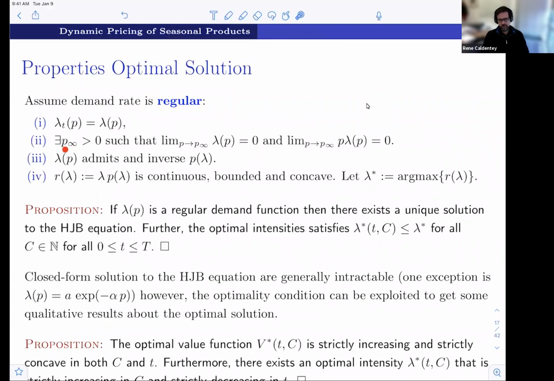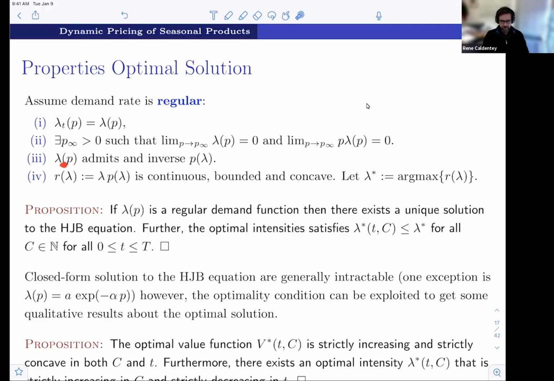Second, we assume there's a price sufficiently large, they call it P infinity, that this arrival rate is actually equal to 0 if the price is very large, and the revenue per rate that you make is also 0, right? So again, this is very realistic. If you charge a very, very high price, nobody is going to buy this product. And so this is not particularly restrictive.